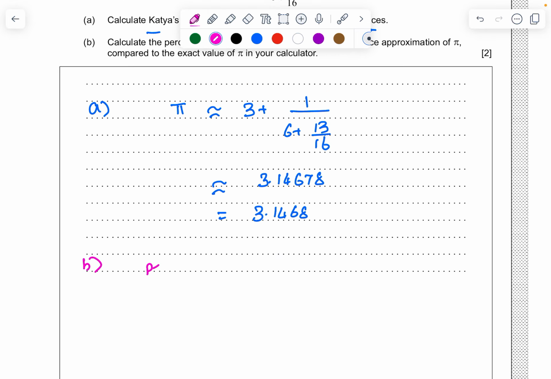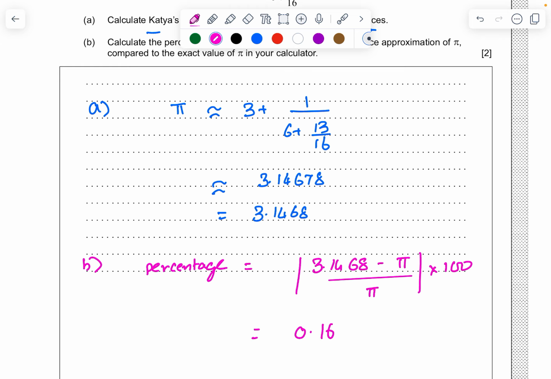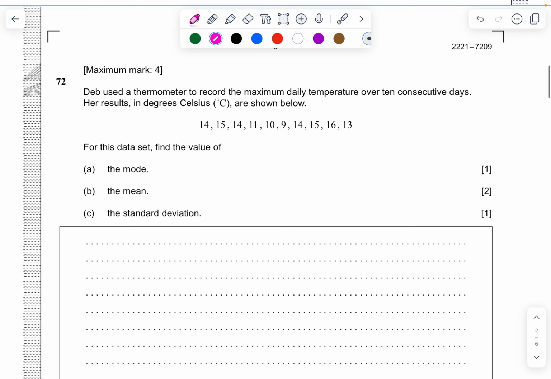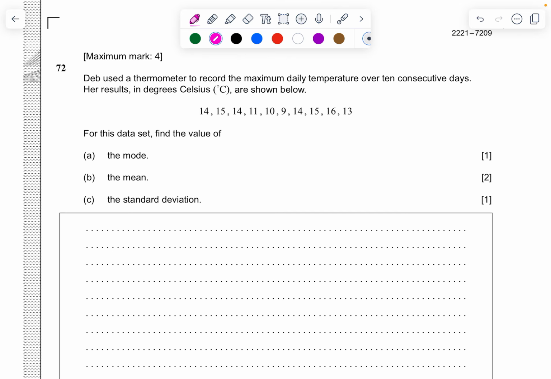Now coming to part B, calculate the percentage error. For percentage error, I am going to take the value 3.1468 minus the exact value pi, and compare with the exact value pi, the absolute value of that, times 100. This gives me 0.16574... So I want it in three significant figures: 0.166%. That's going to be the answer.